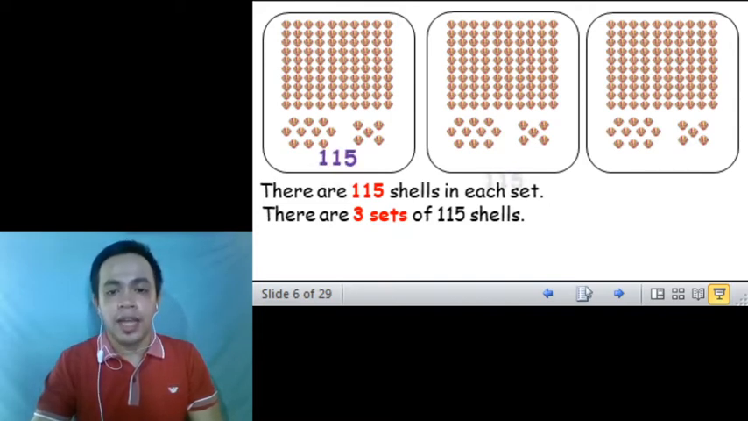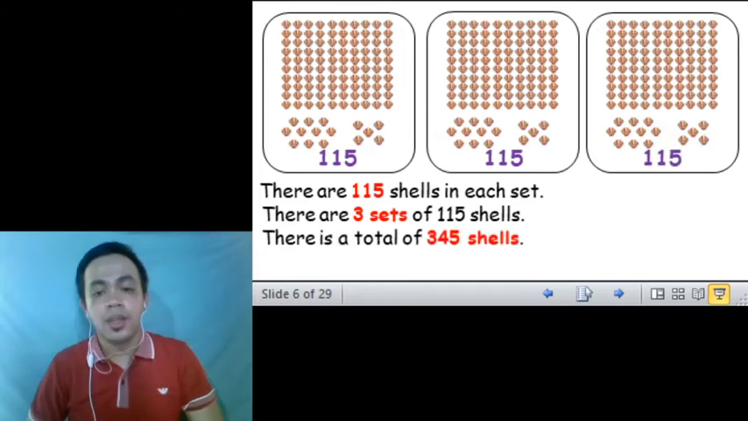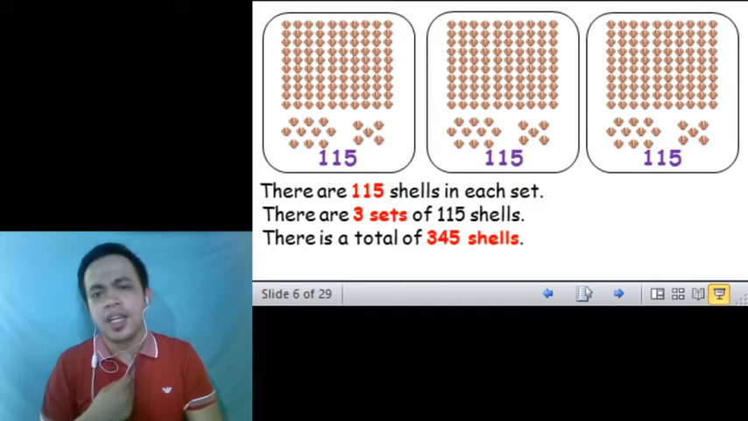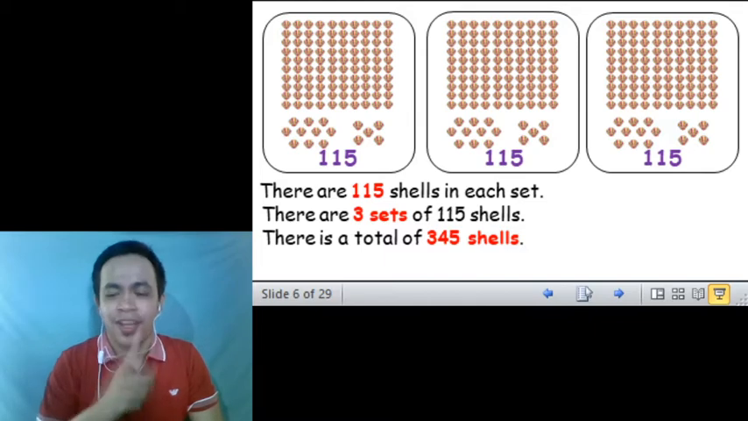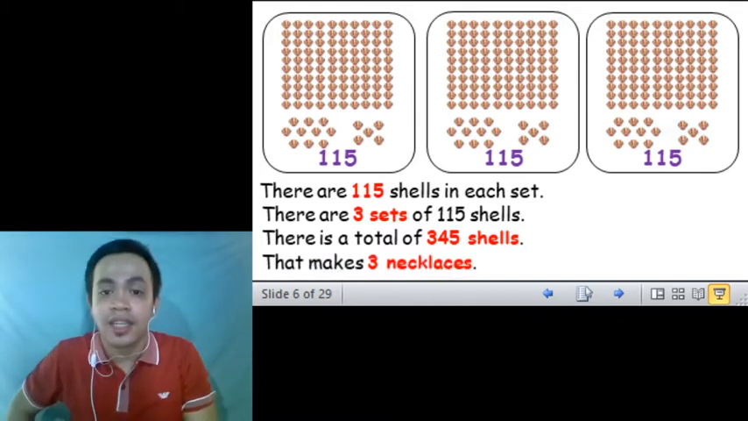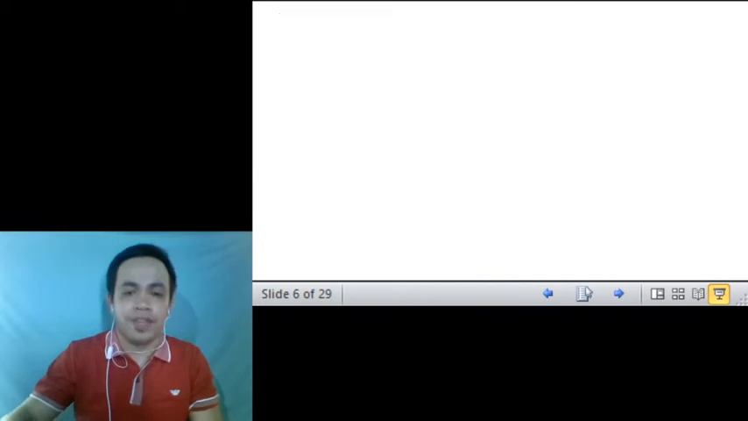Now, so isa, dalawang set, tatlong set. Now, there's a total of 345 shells. And therefore, ilang necklaces kaya ang magagawa nila? Okay, you're right. The answer is 3. They can make 3 necklaces dahil tatlong set yung necklaces ng mga shells na nagawa nila, no, na tigwa 115.